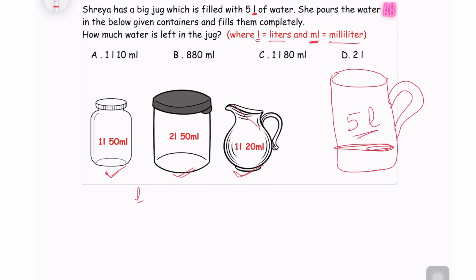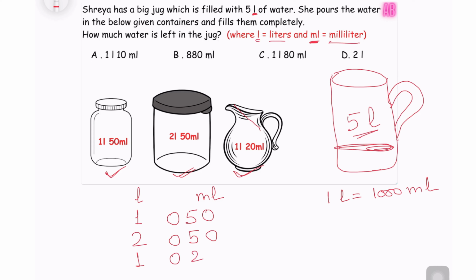I am writing liter here, milliliter here. Okay, so the first capacity is 1, and then 50 milliliter, 50, and I am putting 10 here, because 1 liter is equal to 1000 milliliter. So this is 1 times 100, this is 1000. Then the second one is 2, and then 50. I am again writing 0 here. Then the third one is 1, and then 20.